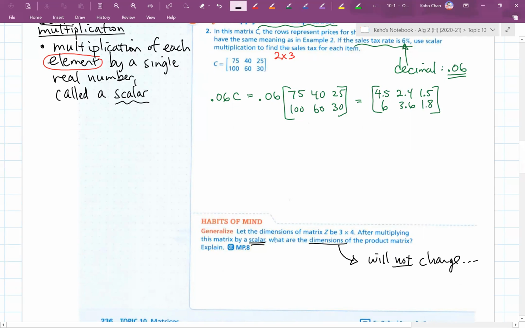When we get to the next section, though, when we multiply a matrix with another matrix, things get a little weird. All right, let's move on to the next page.